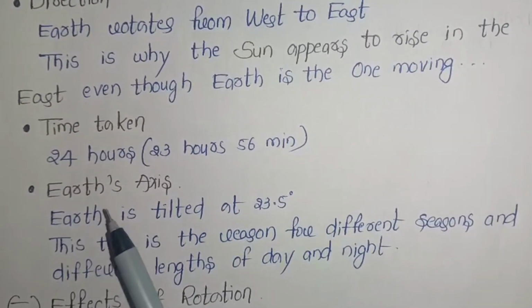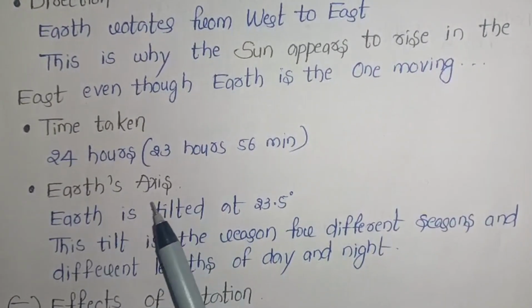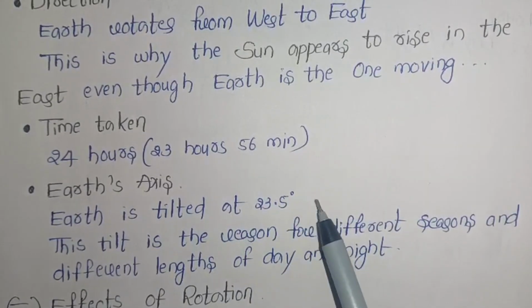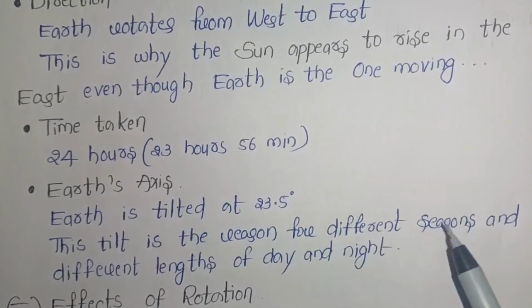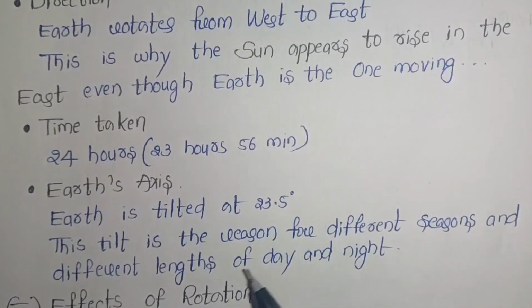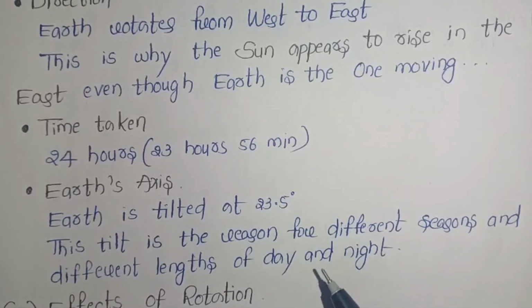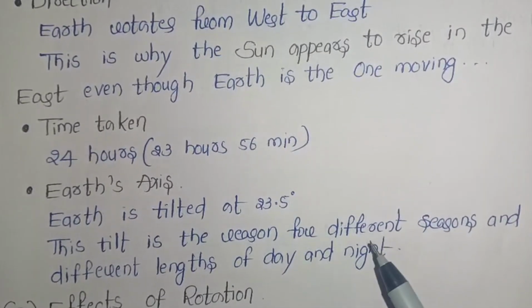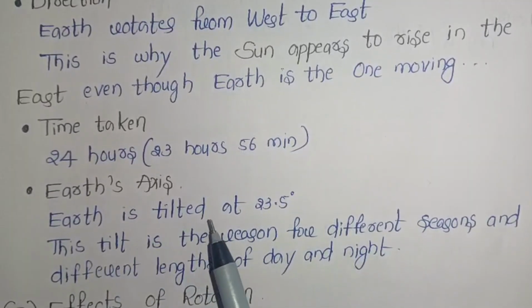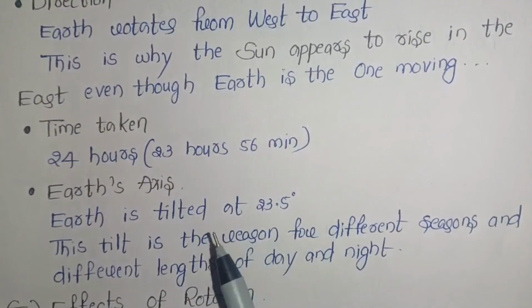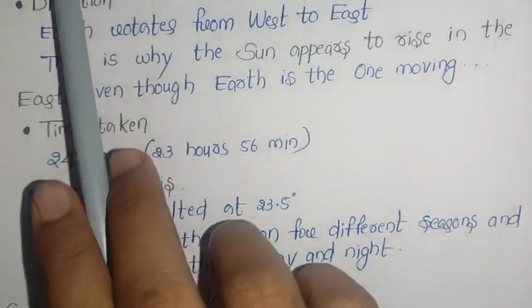Now let's discuss the earth's axis. The earth is tilted at 23.5 degrees. This tilt is the reason for the different seasons and different lengths of day and night. Sometimes the day will be too long, sometimes the night will be too long. I will explain those also. I will give a quick summary about the rotation of the earth.